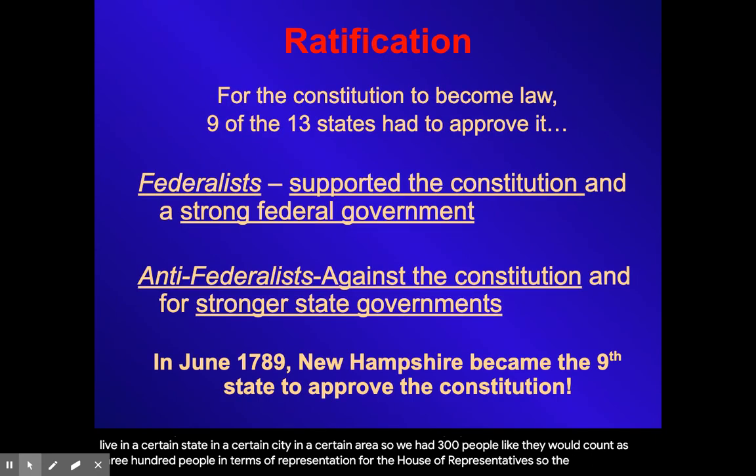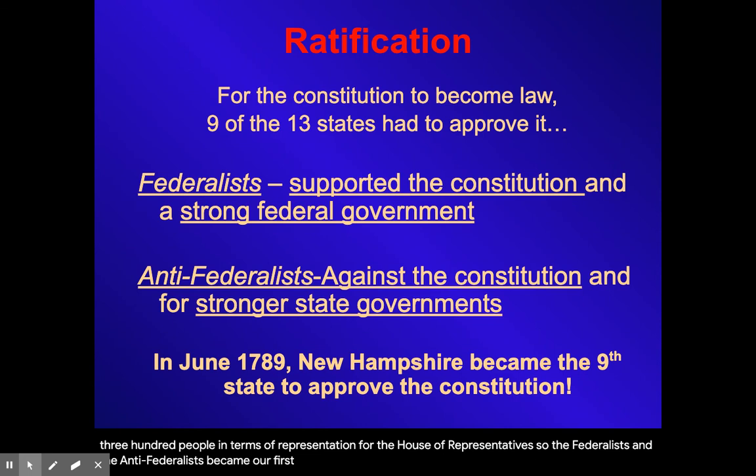So the Federalists and the Anti-Federalists became our first two political parties. The Federalists supported the Constitution and a strong federal government. The Anti-Federalists were against the Constitution, and they believed in strong state governments.